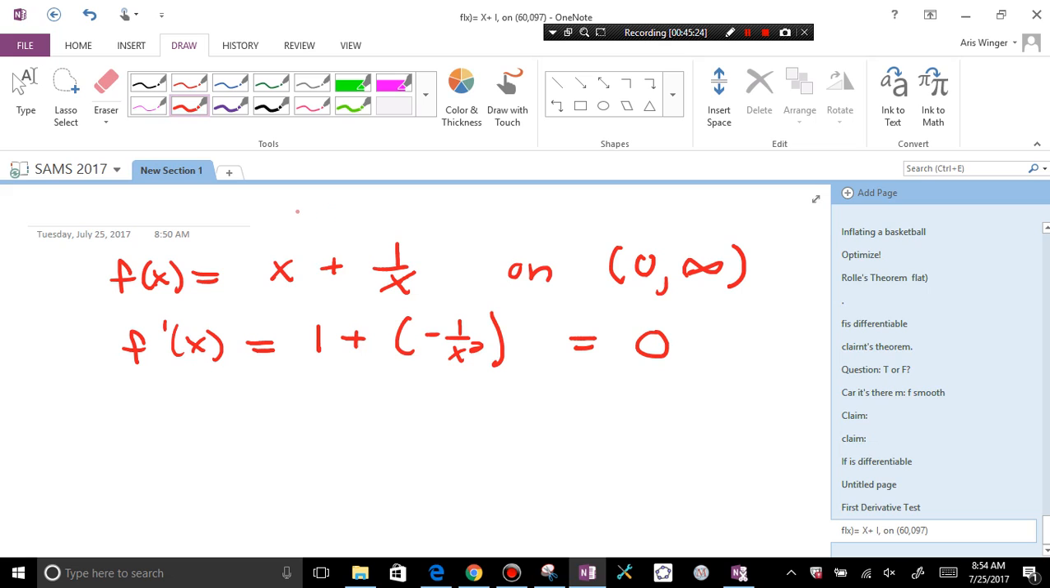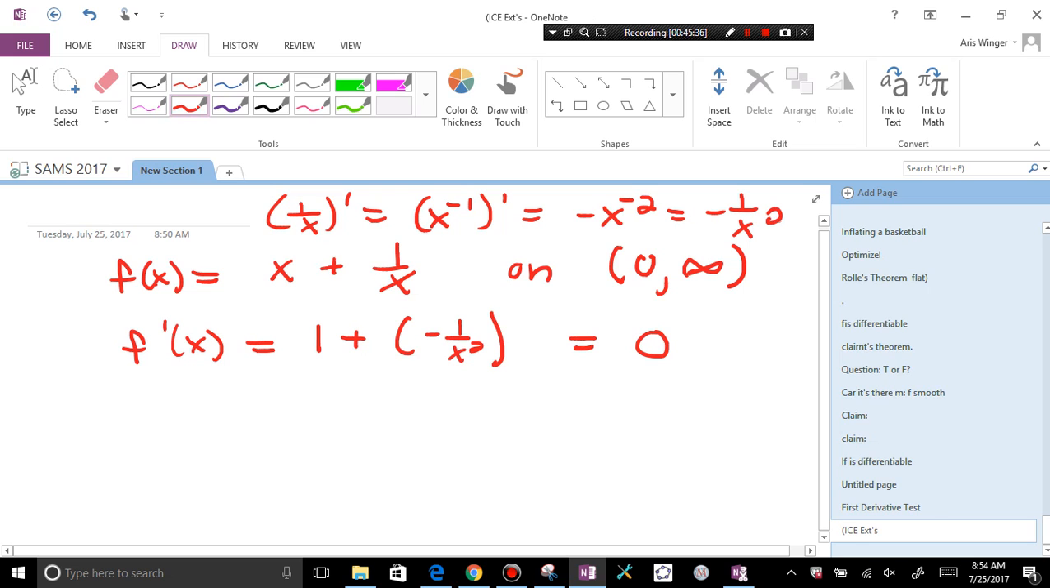We haven't done this enough, but the derivative of 1 over x, this is because the derivative of 1 over x is the derivative of x to the minus 1, which is minus x to the minus 2, which is minus 1 over x squared. So that's just the power rule.